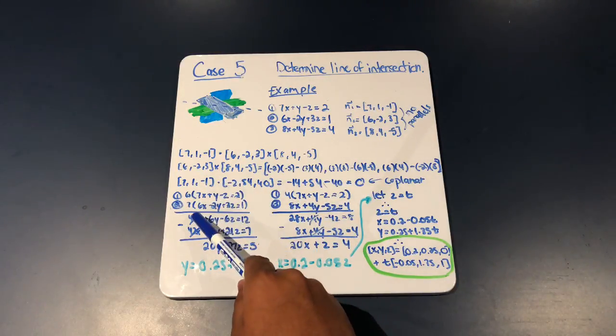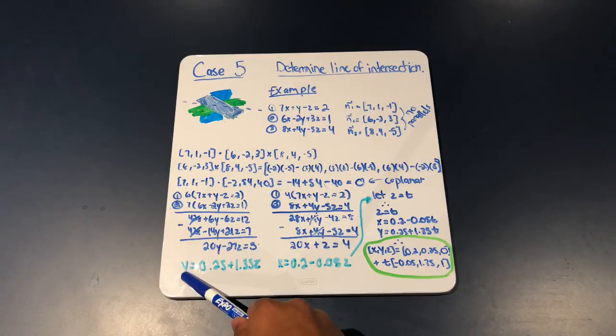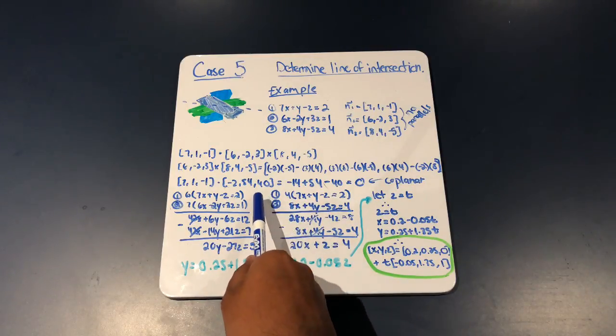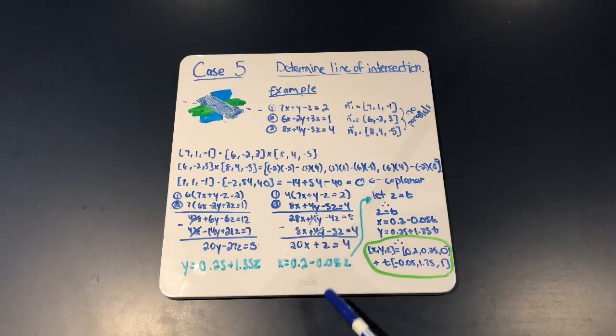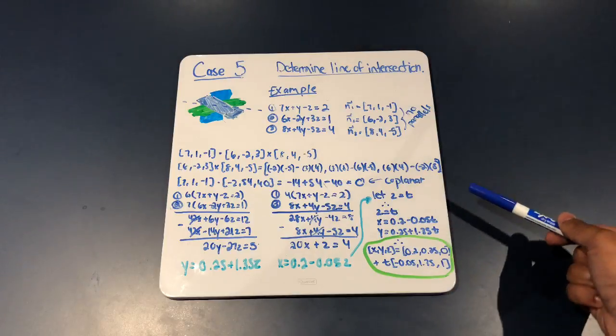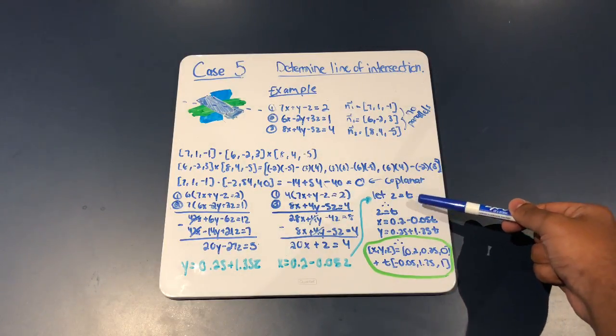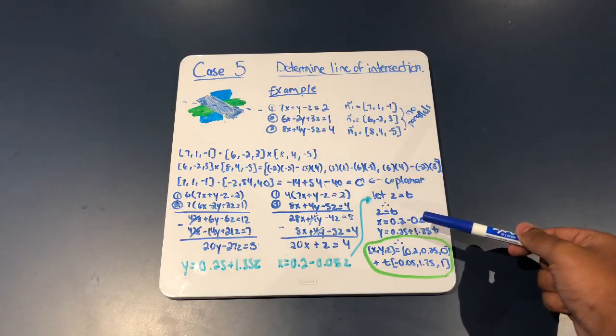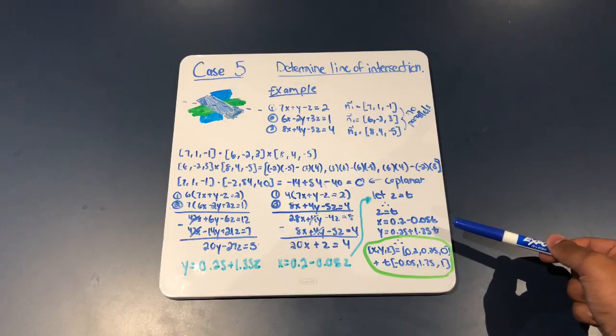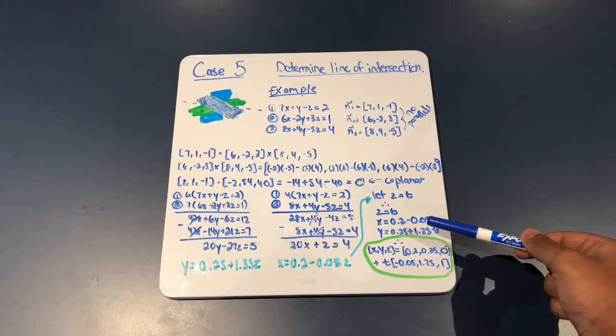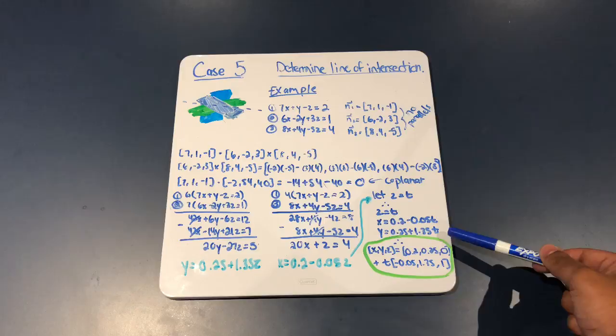Then we do elimination of 1 and 2. First we'll be eliminating the x, so we'll end up with y in terms of z. And then we're going to be doing elimination of 1 and 3, so we cross out the y's, and we're going to have x in terms of z. Then what we can do is let z equal t. Therefore, z = t, x = 0.2 - 0.05t, y = 0.25 + 1.35t.